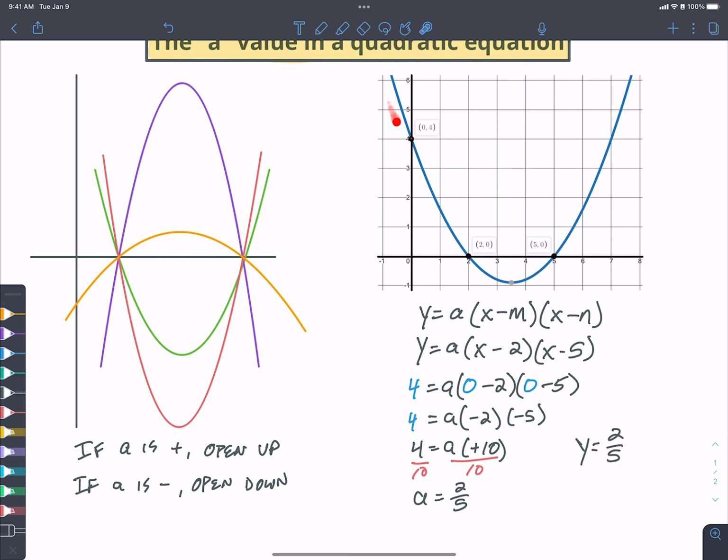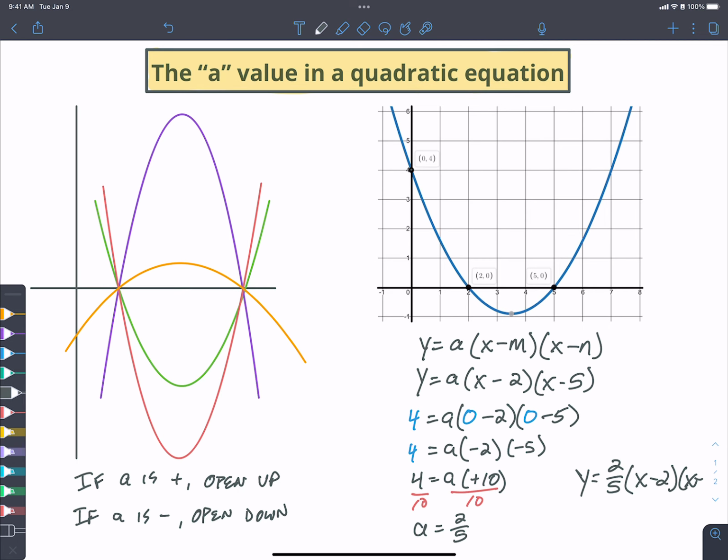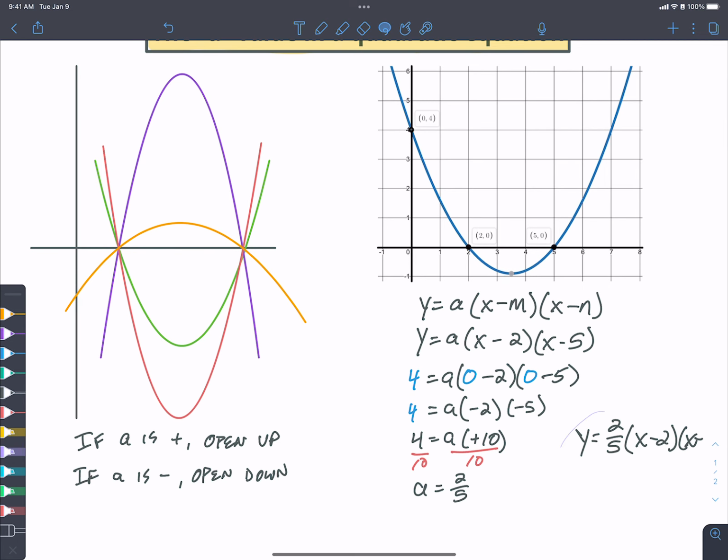Notice it's positive because this is opening up. 2/5 times x minus 2, x minus 5. So if I pick any x value along here, I'm going to find the corresponding y value.